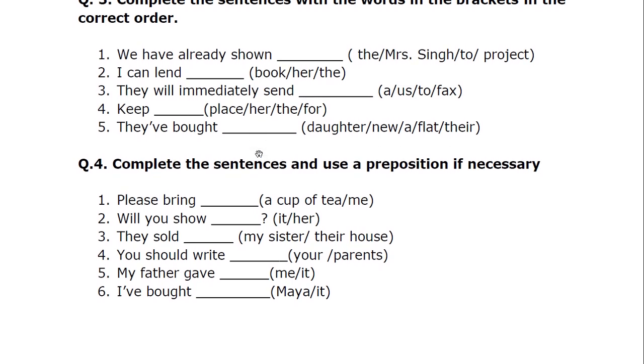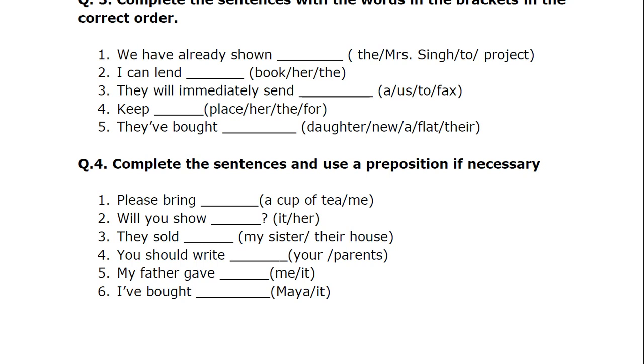Let's see the fourth one. First let me read it. They will immediately send us the fax. Here two is there, so you should be careful. Then keep, place, her, the, for. Here four is there. They bought their daughter a new flat. There is no preposition in this sentence.